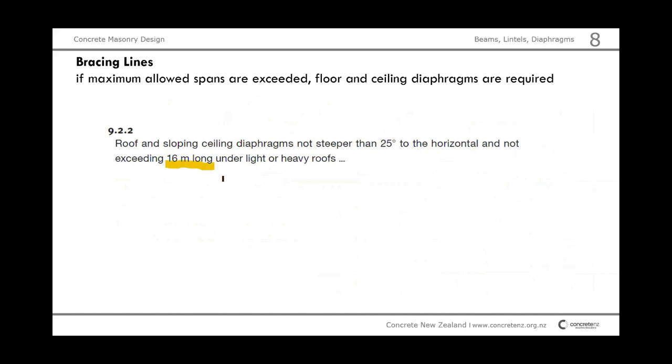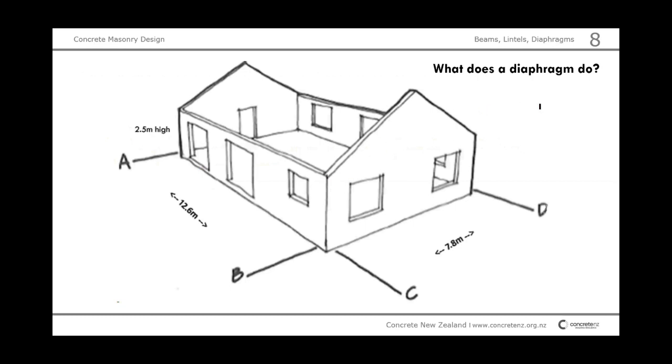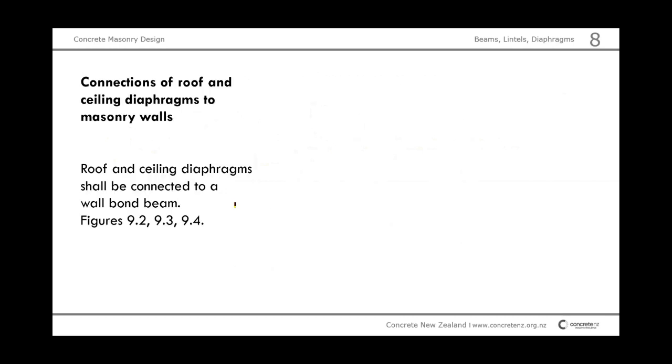This sentence also says you could use a roof diaphragm, if your roof is not steeper than 25 degrees. If it's 45 degrees, then you have to use a ceiling diaphragm, a horizontal diaphragm at ceiling level. Yeah, and you as engineers perfectly know what a diaphragm does. So it just protects the building and stiffens the building in this area.